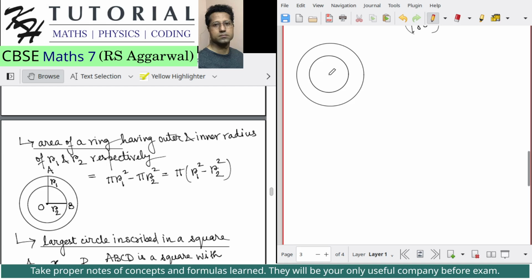Let's say the inner circle has radius small r and the outer circle has radius capital R, where obviously capital R is greater than small r. So what is the ring here? The ring is this part.